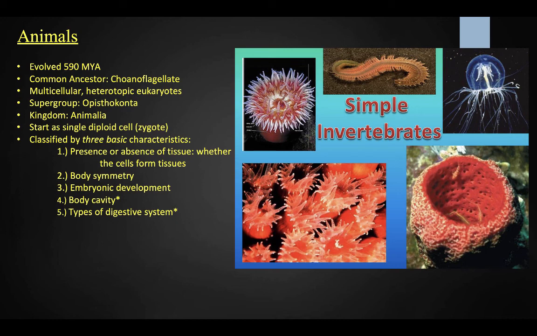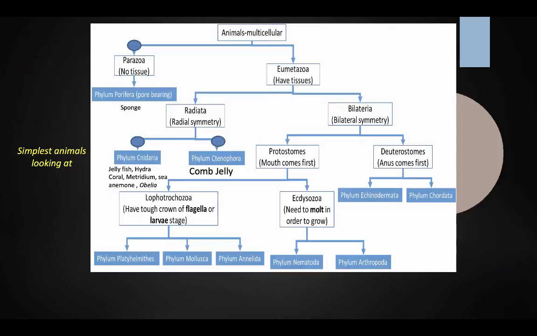So basically what we're going to look at today are simple invertebrates. An invertebrate is something that doesn't have a backbone. When we look at animals, we know all animals are multicellular, and the very first division that we look at is, does it have tissue or doesn't it have tissue? Of course, if you look, Parazoa has no tissue, and you'll see our first phylum that we're going to look at today, the Porifera, or the pore-bearing. An example of this is a sponge.